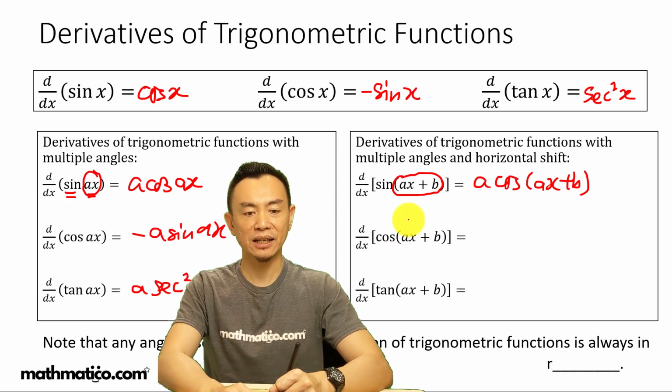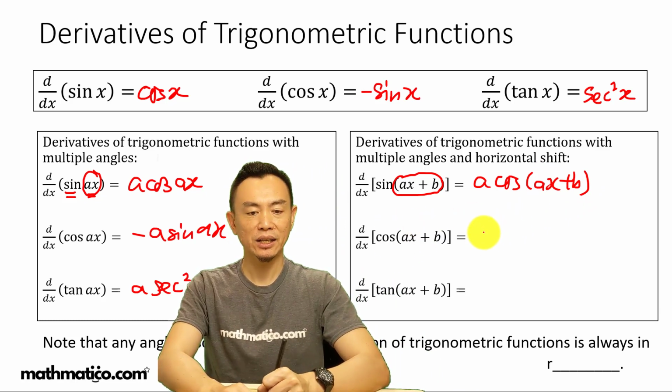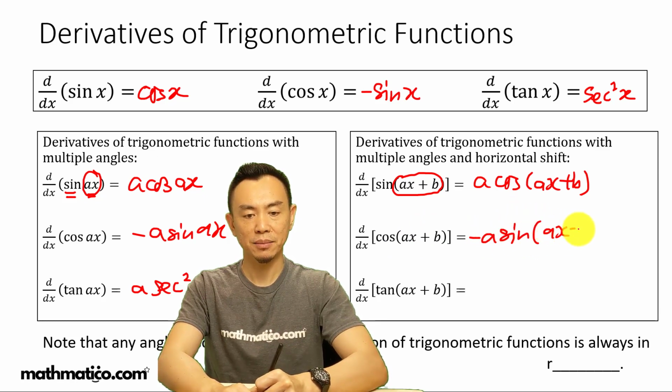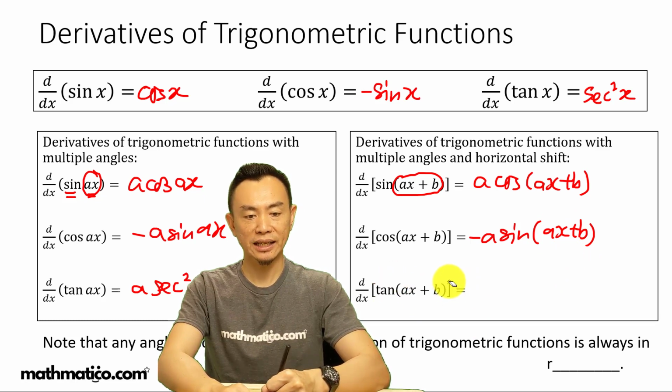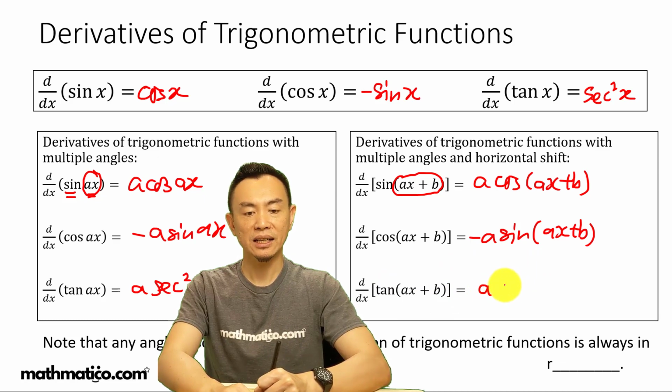Differentiate cosine is negative sine, differentiate ax plus b is a. So you have negative a sine bracket ax plus b. So in the same way, when you differentiate tangent, you get secant square, you differentiate ax plus b, you get a. So you have a secant square bracket ax plus b.